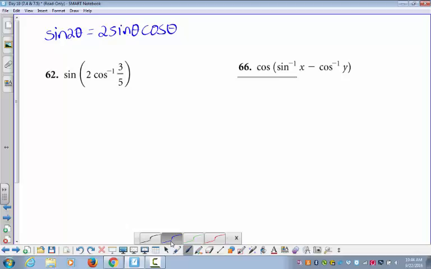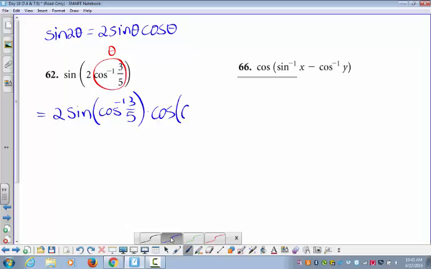Remember that if we wanted to do it from scratch, if you didn't remember, you could do sine of theta plus theta. You could do the sine of a sum with theta plus theta. That's 2 theta, where theta is an angle. Inverse trig functions are angles. So we have sine of 2 theta right there before our very eyes. So we are going to write this as 2 times sine of theta times cosine of theta.